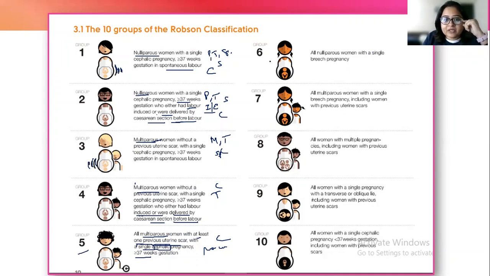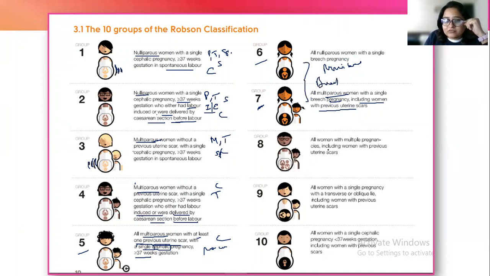It's confusing, I know, but as we discuss the flowchart of how to go forward, it will become easier to remember. Group number 6 is all primary single baby breech. All multis with a breech is group number 7. This also includes women with a previous scar. So if she was cephalic, it will go into 5. If she's breech now, she goes into 7. So 6 and 7 are basically breech.